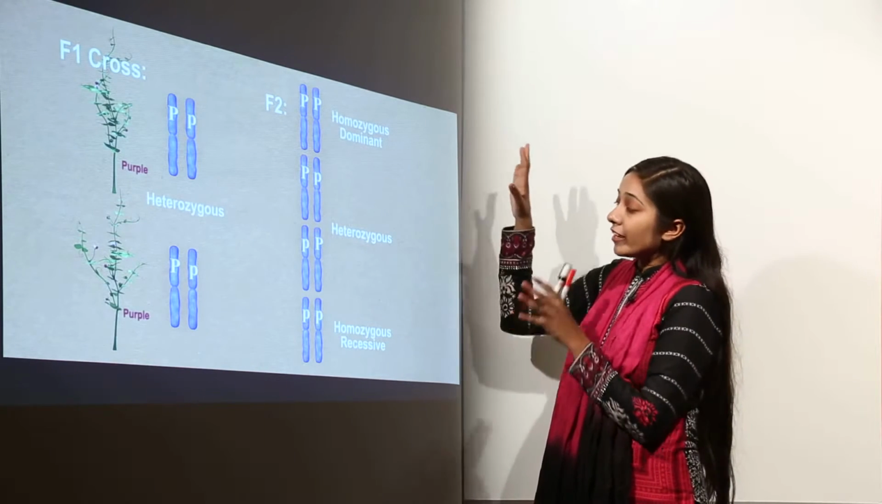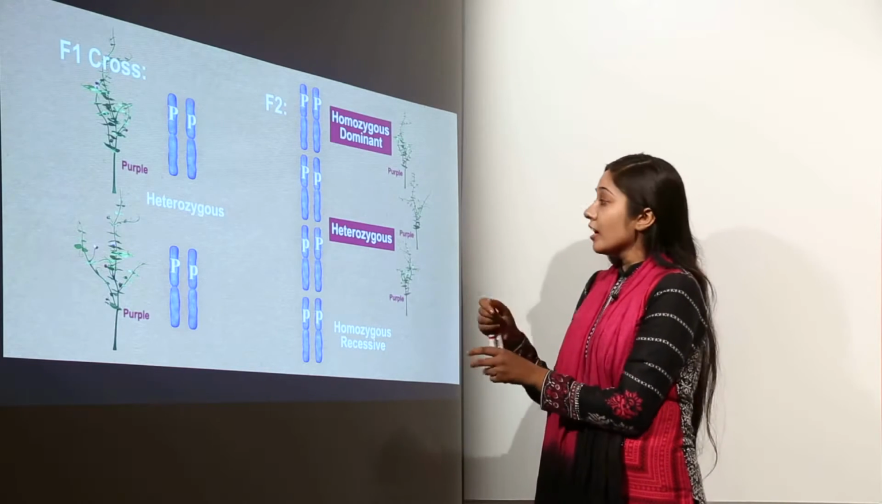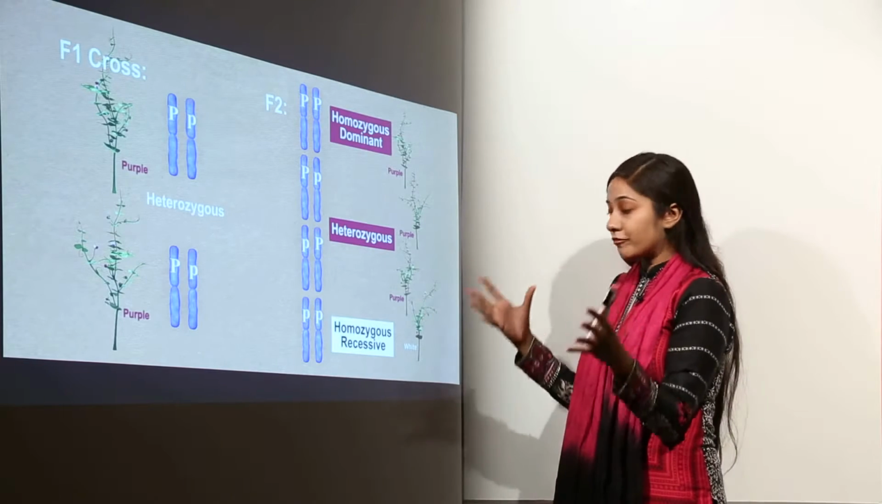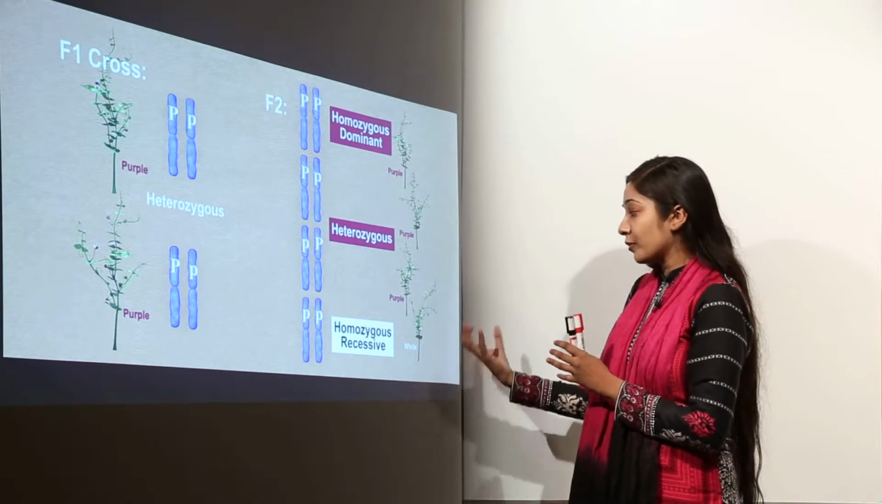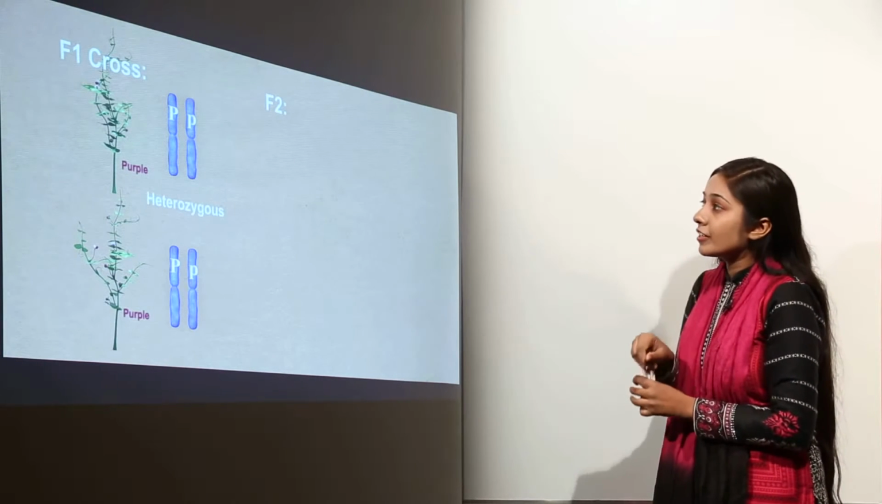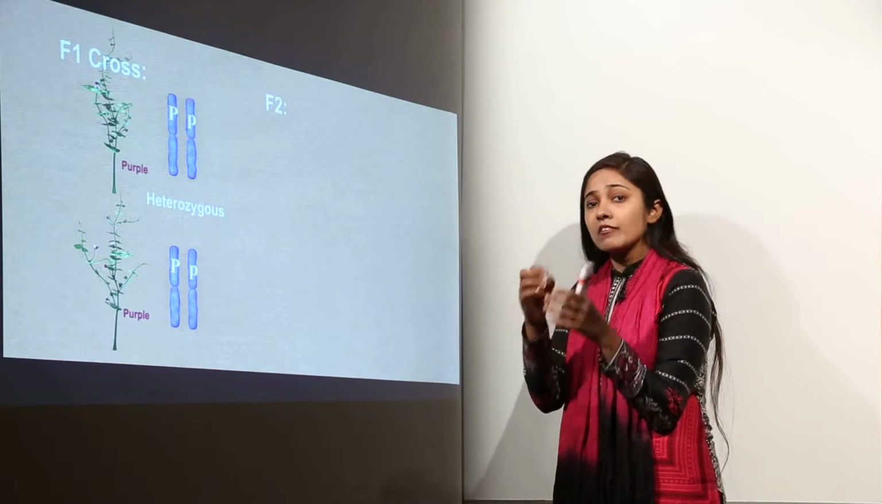But when you look at the plants physically, what you are going to see, you will have 3 plants with purple flowers and 1 plant with purely white flowers. So, what does this confirm? This confirms that 3 plants will be purple and 1 plant is going to be white.